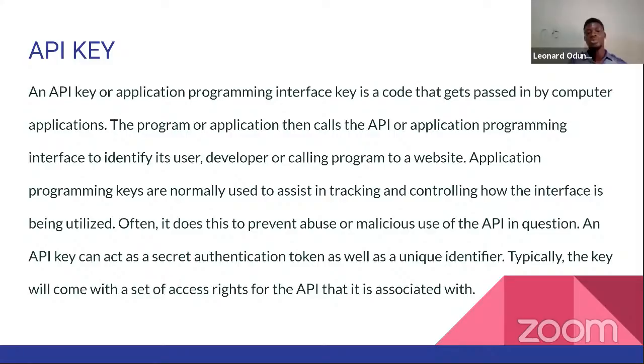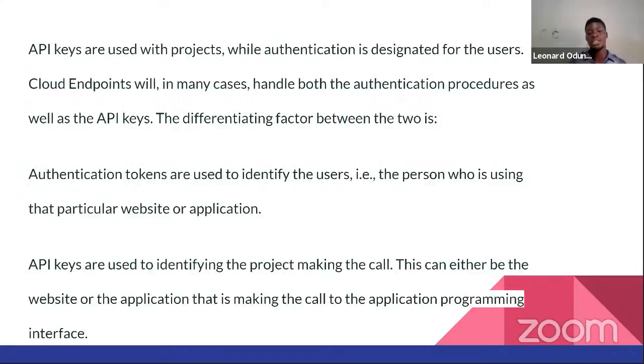API keys are used with projects, while authentication is designated for the users. Cloud endpoints will in many cases handle both the authentication procedures as well as the API keys. The difference between the two is authentication tokens are used to identify the users, while the API keys are used to identify the projects making the call. The project making the call can either be the website or the application that is making the call to the API.